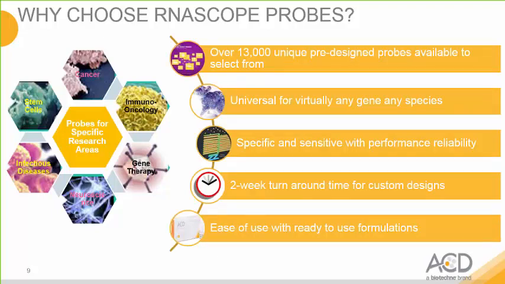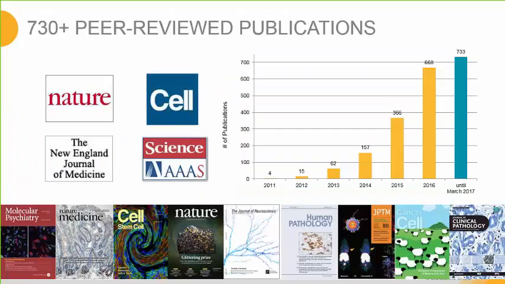The benefits of our RNAscope probes can further be elucidated by the availability of over 13,000 unique pre-designed probes to select from. These probes are universal for virtually any gene, any species. They are specific and sensitive with performance reliability. We also provide a 2-week turnaround time for custom designs. And our probes are ready-to-use formulations, which makes them easy to use. This wide use of our technology has also translated into over 730 peer-reviewed publications across many different journals.